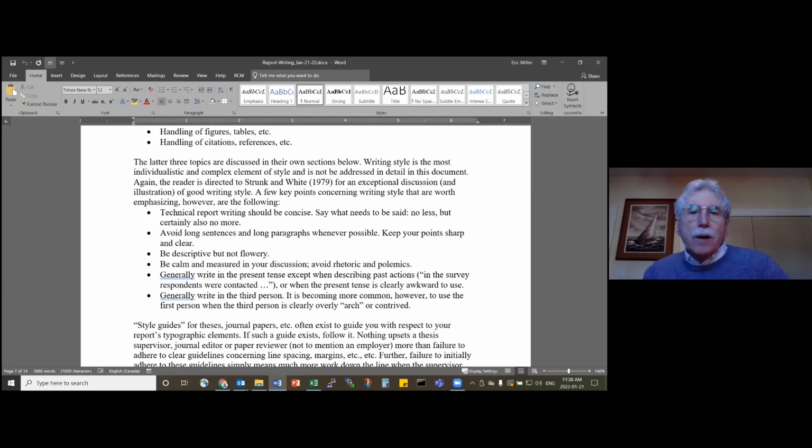Avoid long sentences and long paragraphs. Keep points sharp and clear. Again, it's easier for the reader to read a simple sentence than a long sentence. I must confess, after all these years, this is one of the things where it's sometimes "do what I say, not what I do." I'm sure I still have lots of problems with my own writing.